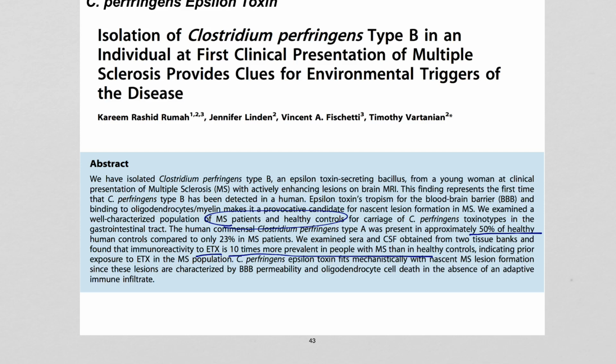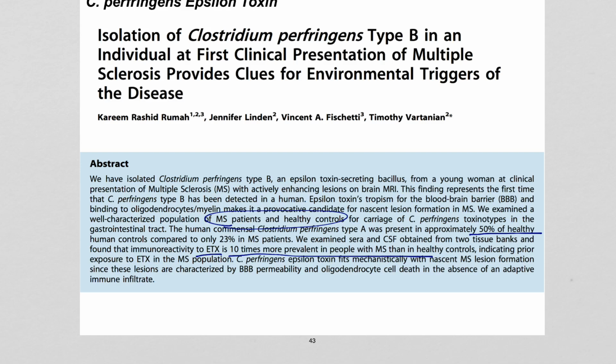Right? So it's not an all or nothing thing. But what this suggests is people that were exposed to type A are more likely to be healthy and not have MS symptoms. People that were exposed to epsilon toxin at some point in their life through a type B infection are much more likely to have MS.